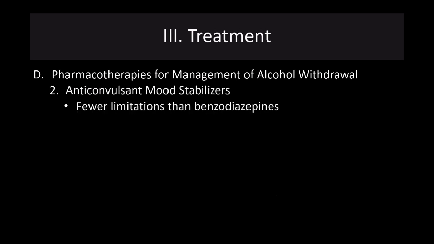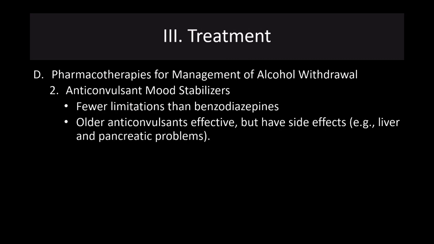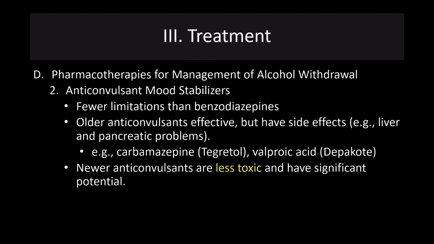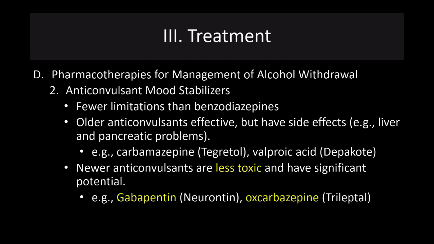Some anticonvulsant mood stabilizers have fewer limitations than the benzos. The older anticonvulsants are effective, but they have some side effects of their own, including liver and pancreatic problems, and we probably already have those in an alcohol patient, so caution would be warranted. So carbamazepine or Tegretol or valproic acid or Depakote are potential options. There are newer anticonvulsants that are less toxic and may have some significant potential, such as gabapentin and oxcarbazepine, so Neurontin or Trileptal. These are potential treatments for managing alcohol withdrawal symptoms.